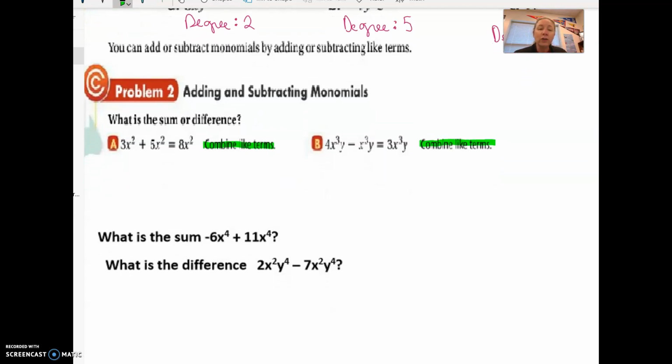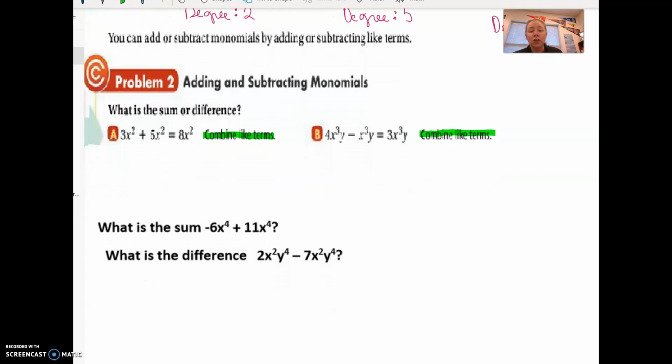Here are a few other examples. Again, you could go ahead and try these on your own. You could pause it. If not, I'm going to go ahead and work those out as well.